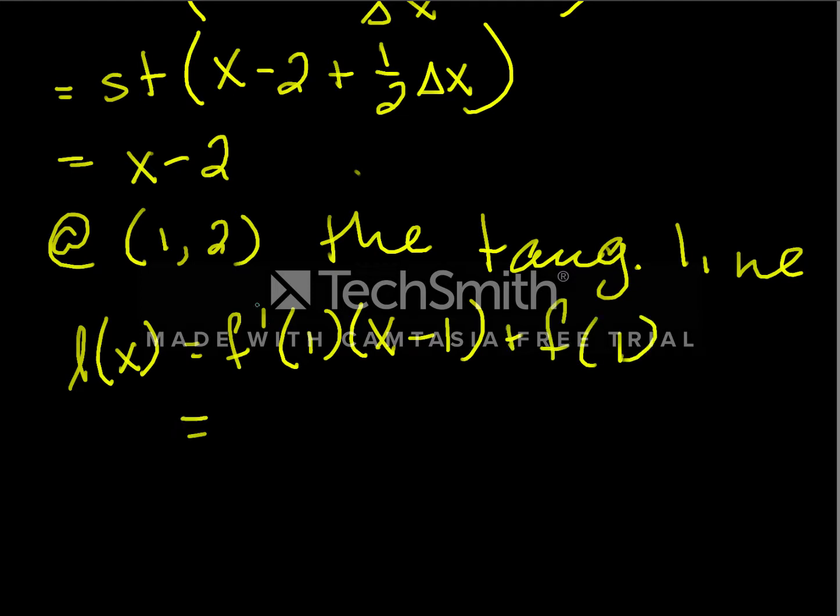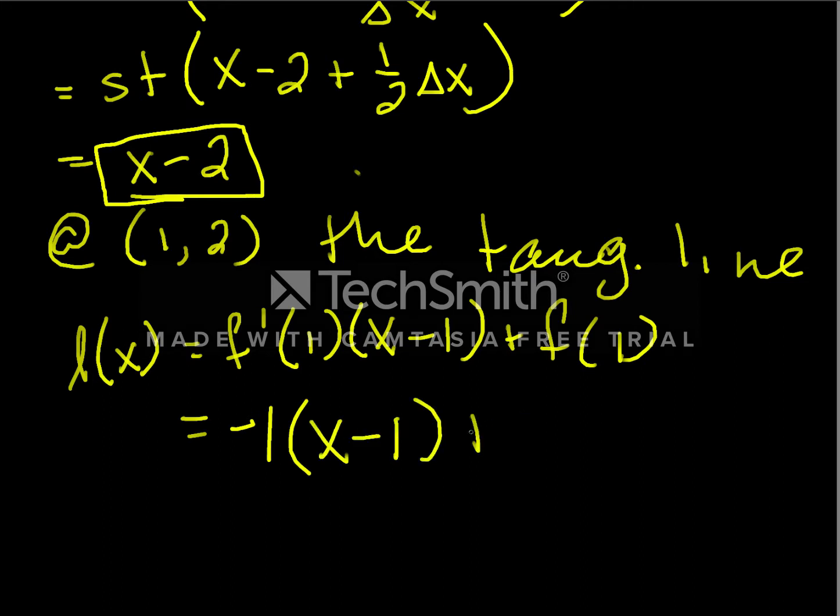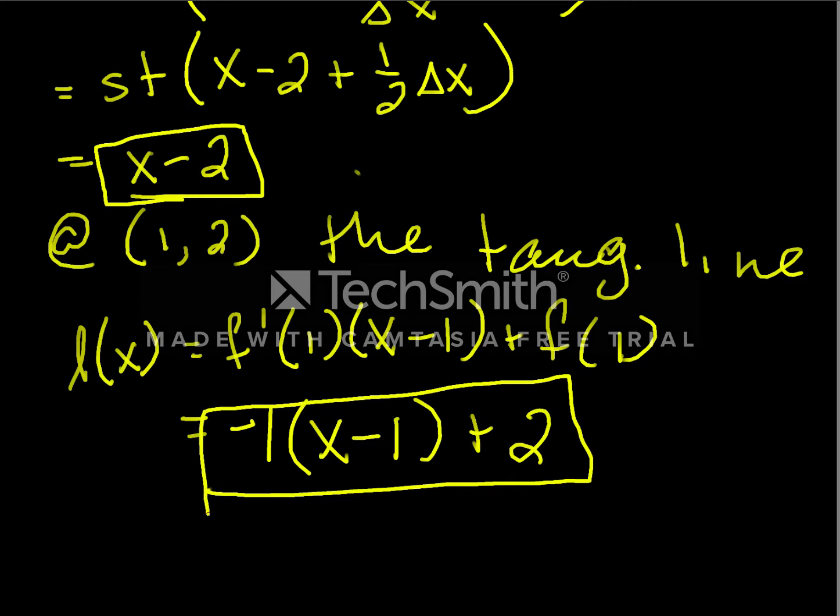And f prime of 1, well, f prime is x minus 2. Right? This is our f prime. We've calculated that. So we get negative 1 times x minus 1 plus 2. So this is our tangent line at that point.